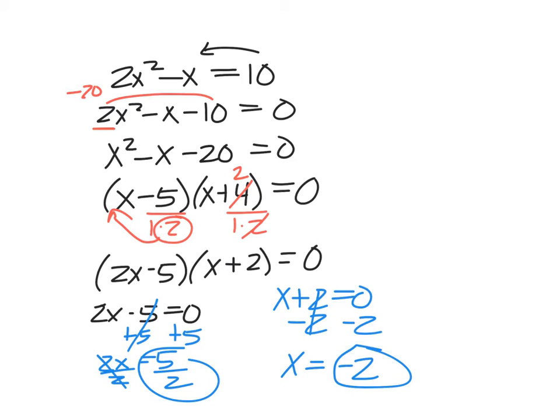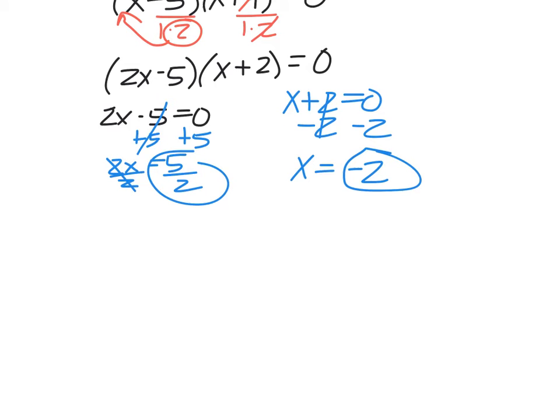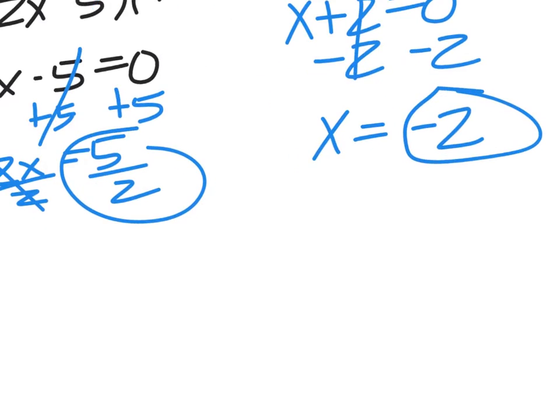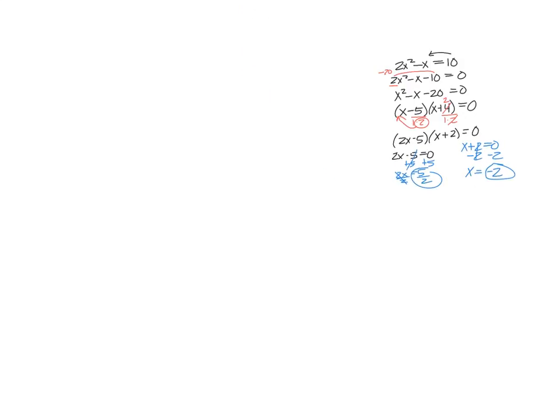Okay, now I'm just going to scroll this up. We're going to do the same exact problem. Let me move it over here, sorry about that, and get that over to the side. All right, so we have 2x squared minus x equals 10.